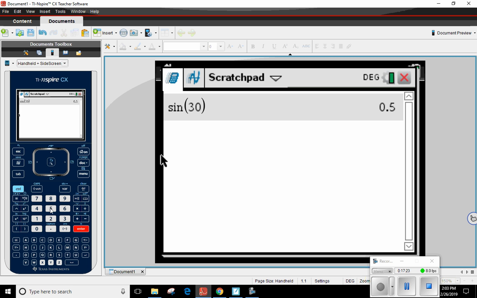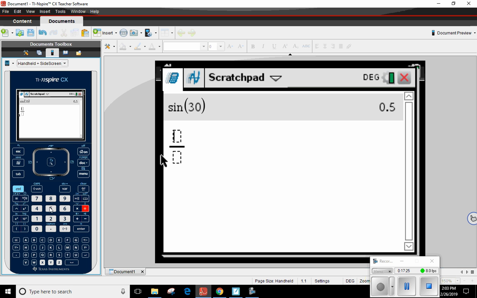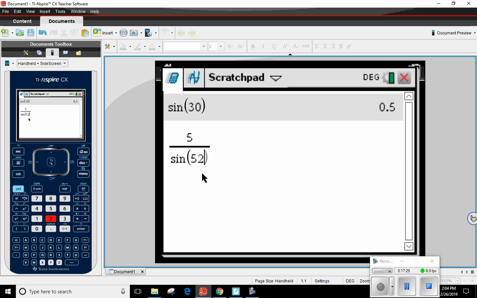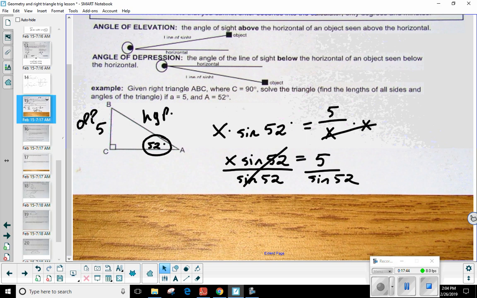So here, we want to know, well, 5 divided by, what was it, sine of 52? Okay, so as soon as I push enter, I'd say the hypotenuse is probably like 6.35. Okay. So we'll take it to 3 sig figs, 6.35. Okay, so let me take that off right there.